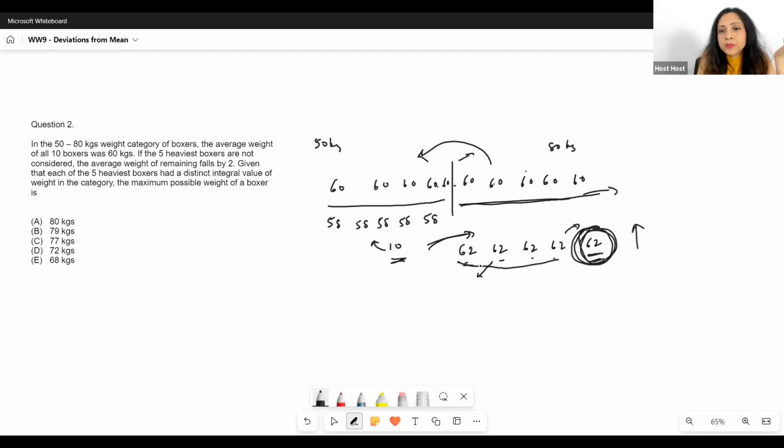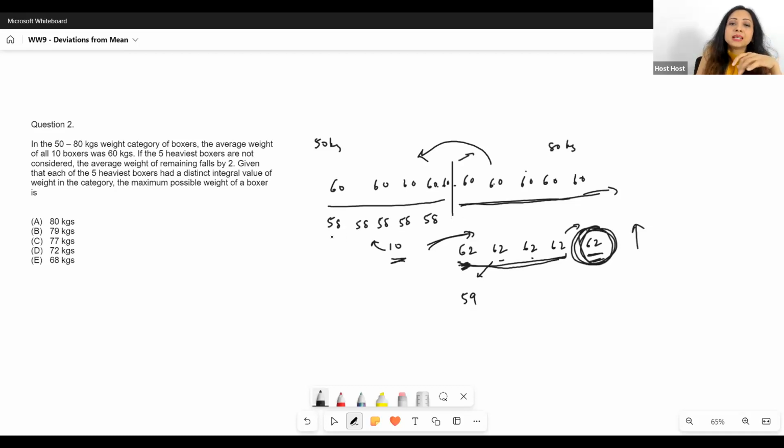Now, if I want to minimize the weight of these four, what is the minimum weight that they can take? What about this fellow, this sixth guy in the ranking? What weight can he take? Look, his minimum weight can be 59. Now, why is it that his minimum weight can be 59?